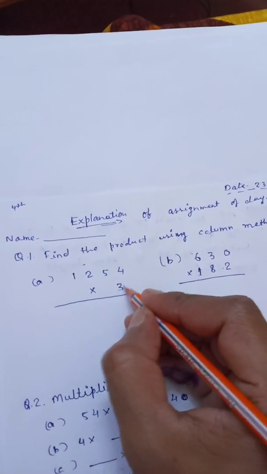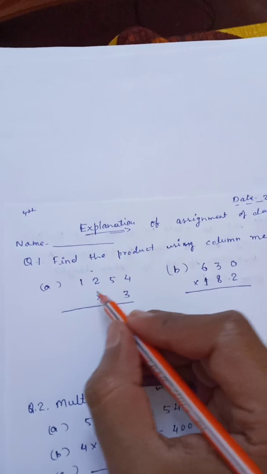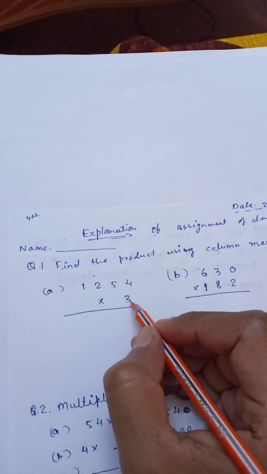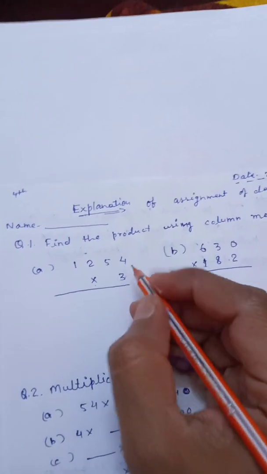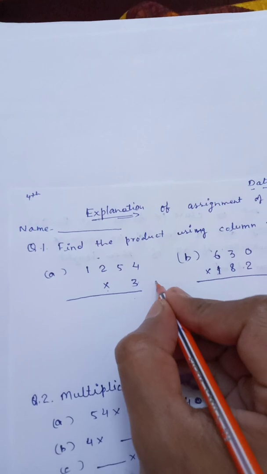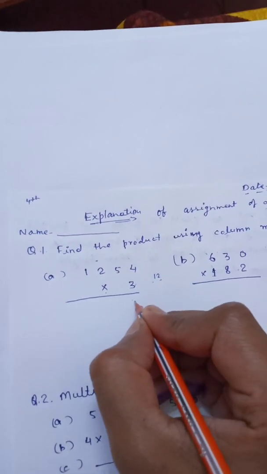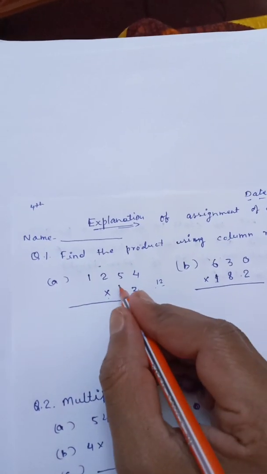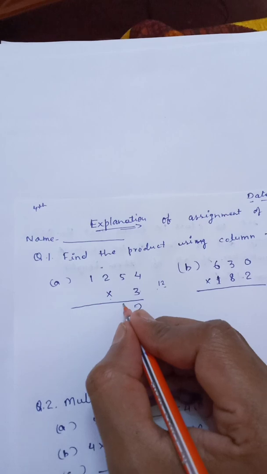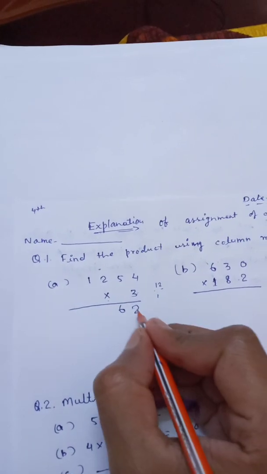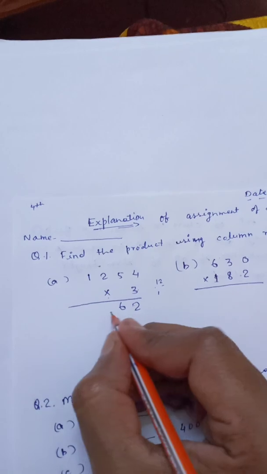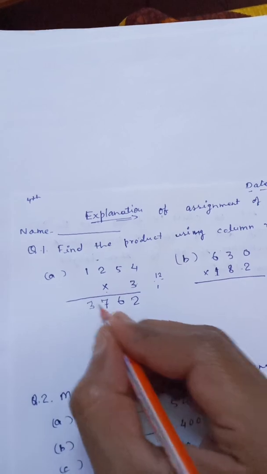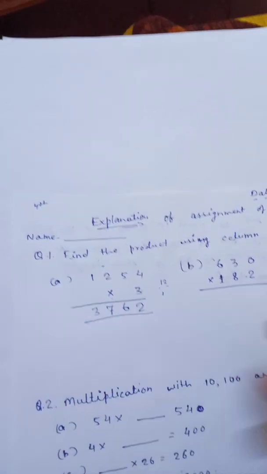Okay, so this is the number 1254, and we have to multiply it with the number 3. Let us start now. 3 4s are 12. We will write 2 here and carry 1. 3 5s are 15 and 1, 16, write 6 and carry 1. 3 2s are 6 and 1, that is 7, and 3 1s are 3. So this is our answer.